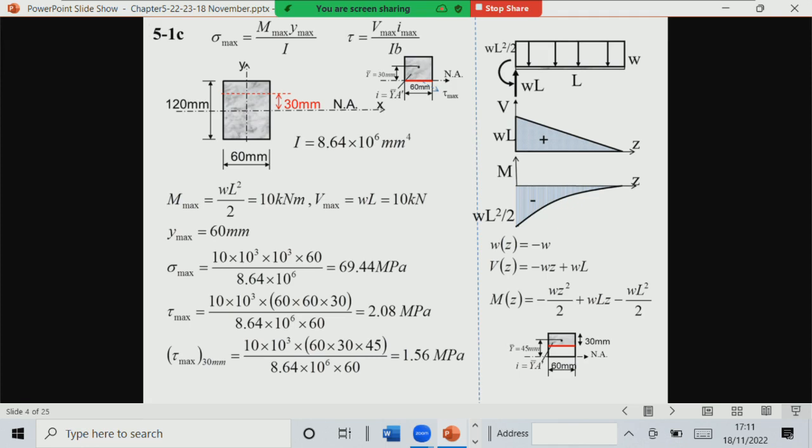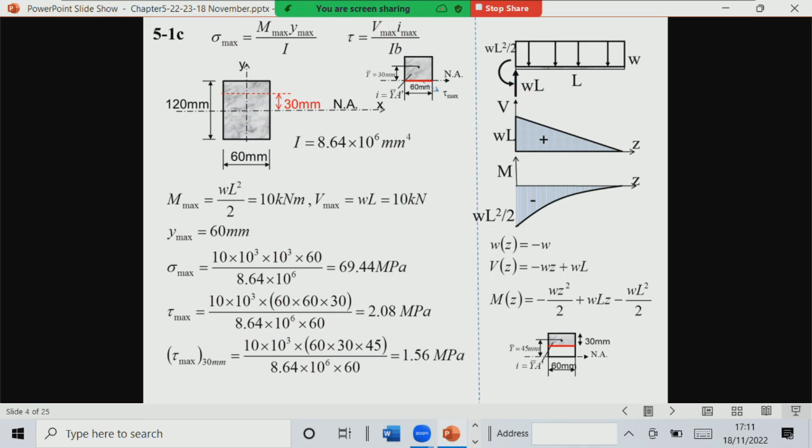Again, if I was asked in an exam to answer where the position of the maximum shear stress is, I should say, in this case, at z equal to zero and at y equal to zero. At z equal to zero means it's at the clamp support, and at y equal to zero means on the neutral axis. So any question in regard to question 1C?